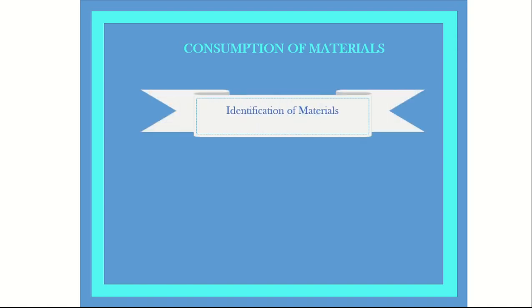Identification of materials. For the identification of consumption of materials with products of cost centers, the following points should be noted. 1. It is required that the concern should follow a coding system for all materials so that each material is identified by a unique code number.